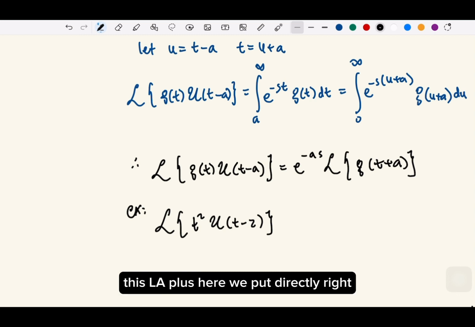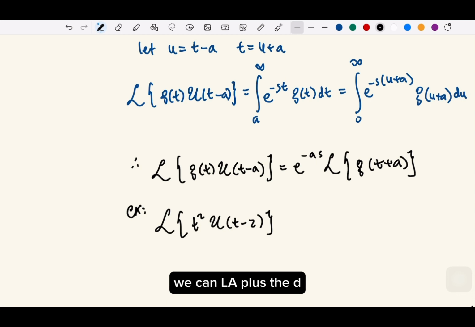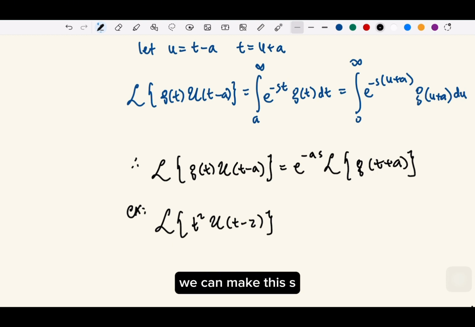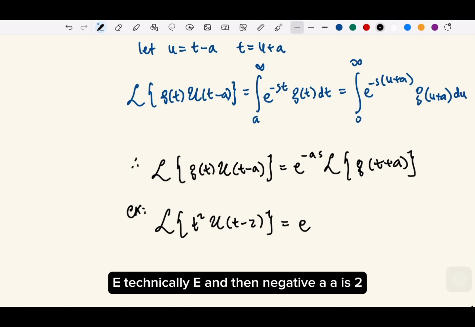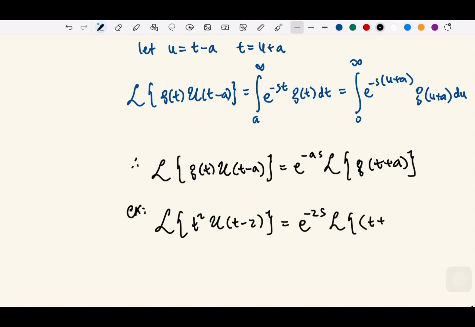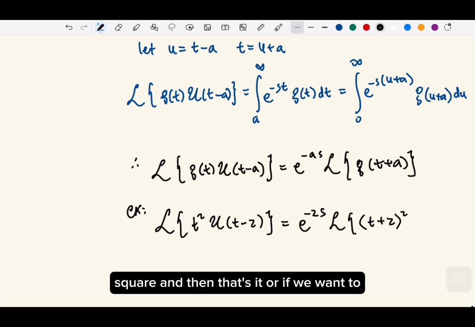But using this Laplace property here, we could directly write that this will be equal to, we can take the Laplace of t, okay, and then we have a, which is 2. So we can take the t plus 2 for this Laplace here. So we can make this as e, directly e, and then negative a is 2, so negative 2s, and then the Laplace of t squared, so t plus 2 squared, and then that's it.